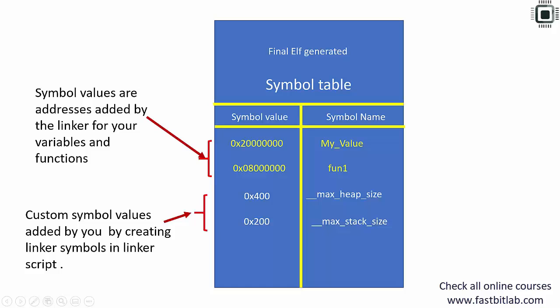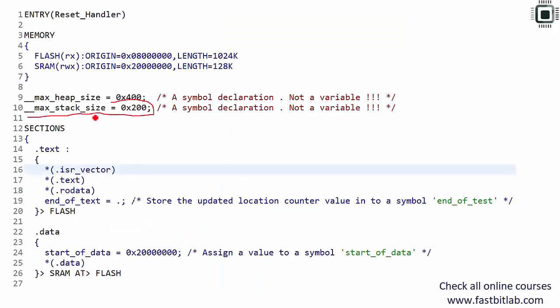Symbol name and its associated value, like this. This is also one more symbol declaration. Here you can see that I have created one more symbol to catch the end of the text section. Here the symbol name is end of text, and that is equal to the dot operator, that is the location counter. Remember what I said in the location counter explanation?